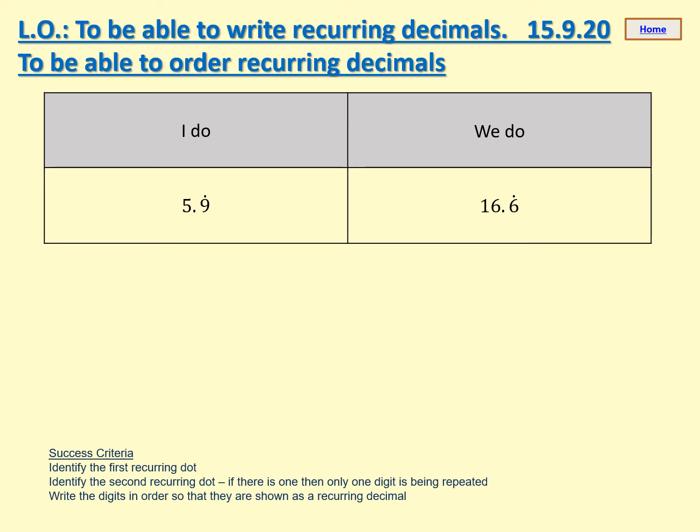So identify the first dot, so we've identified it. Identify the second recurring dot, if there is one. So there isn't one, which means that only one digit is being repeated over and over again. So to write out this recurring decimal, I just do 5.99999 and so on. Can you do the next one in your books now for me?